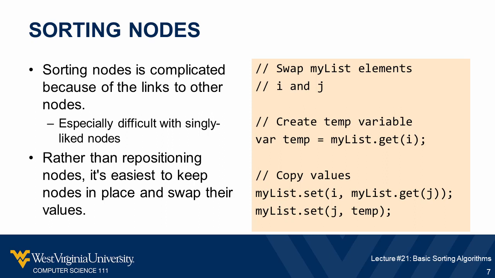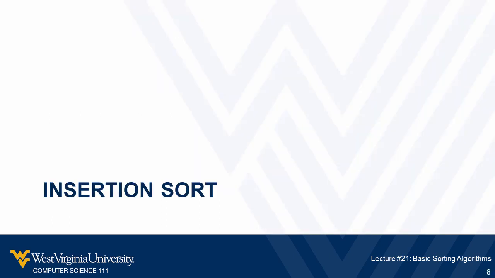When we're doing this, we basically follow the same pattern as swapping with an array. We're going to need a temp variable. It's just that rather than accessing array elements directly, we're going to use the get and set methods to manipulate the values in our list or whatever data structure we're working with. With those basics out of the way, let's start taking a look at some sorting algorithms.